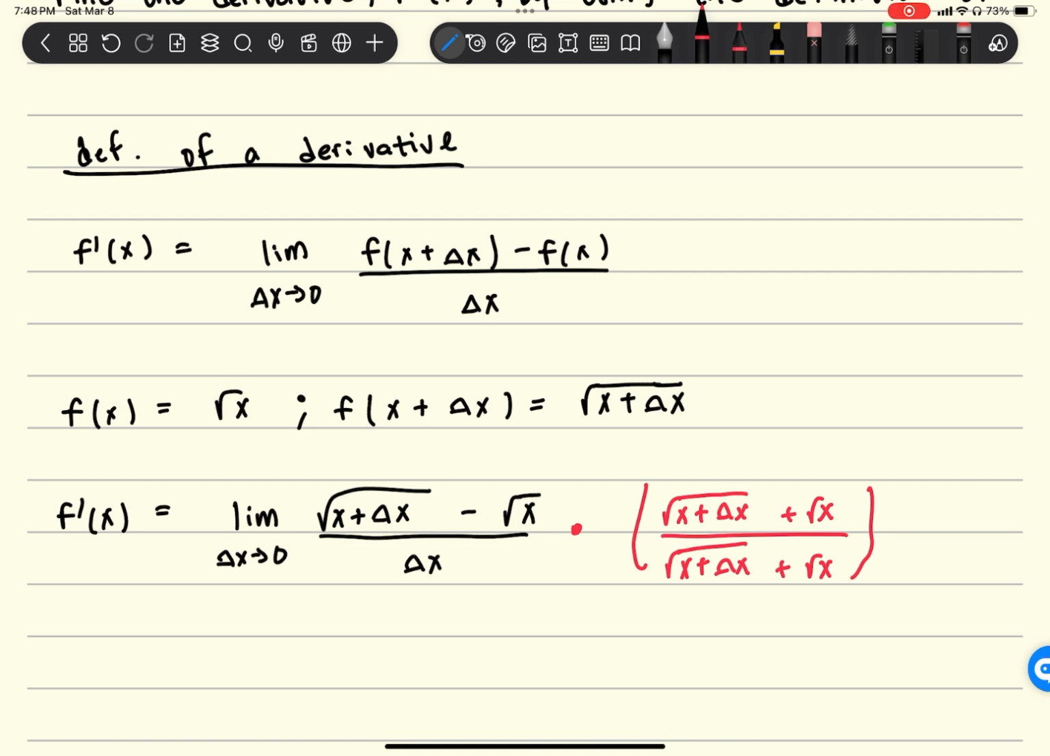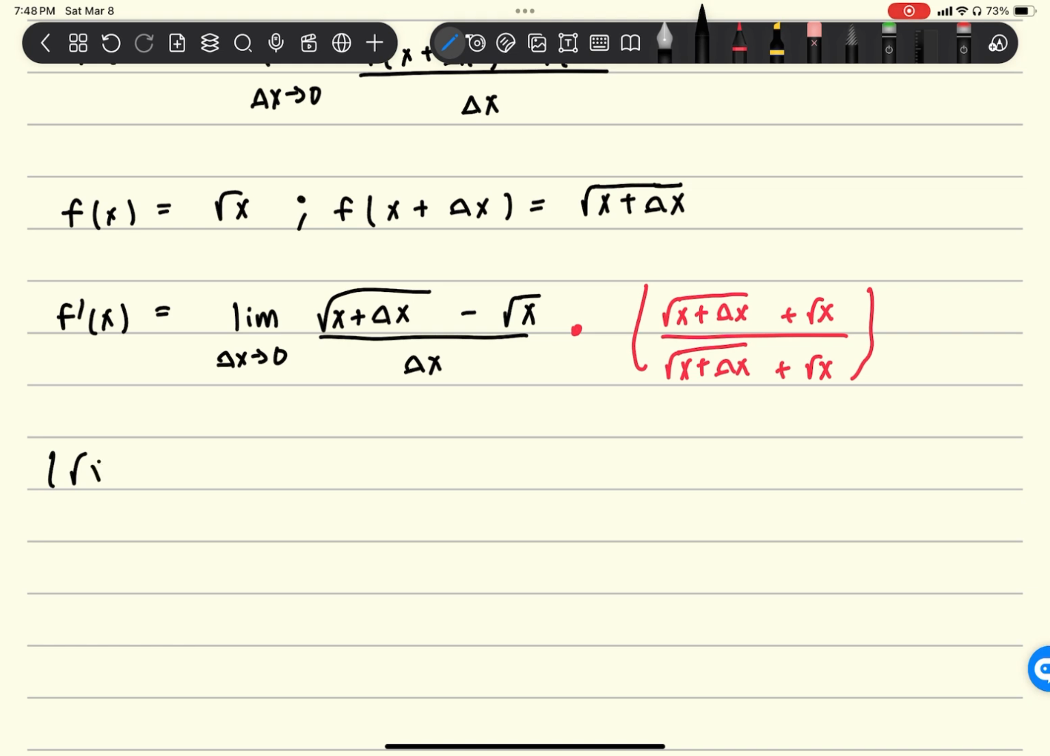So we'll go ahead and multiply the square root of x plus delta x minus the square root of x times the square root of x plus delta x plus the square root of x. And so from here on out, it's just using simple FOIL techniques. All right, so we'll go ahead and multiply the square root of x plus delta x times itself. And so when you multiply them out, we get x plus delta x.